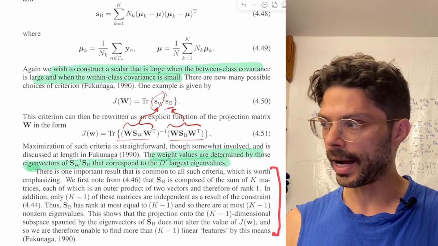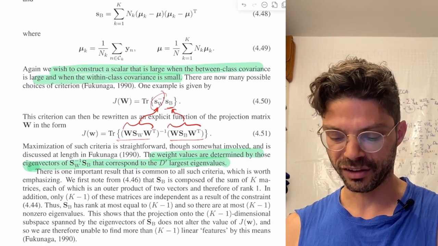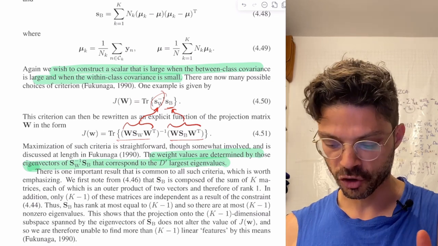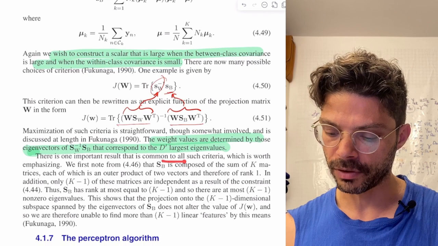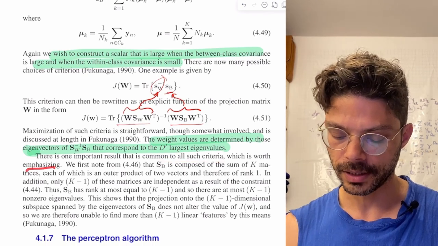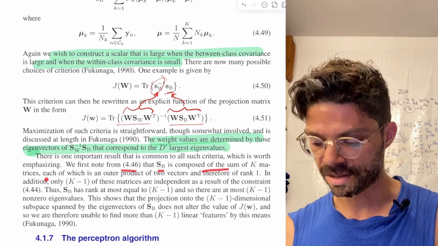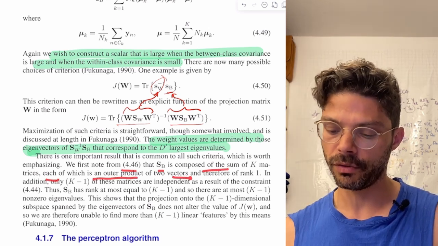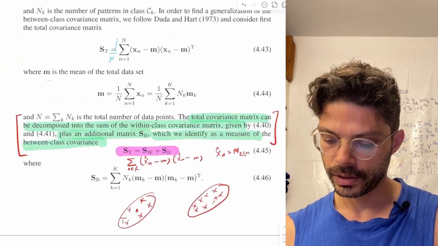I'm not sure exactly what. I can follow it up until nearly the end. So let's just say what he says. I'm not sure what he means by the end, but okay, let's just go. So there's one important result that is common to all such criteria, which is worth emphasizing. We first note that SB is composed of the sum of k matrices, each of which is an outer product of two vectors, and therefore of rank 1. Okay, so that's easy enough.